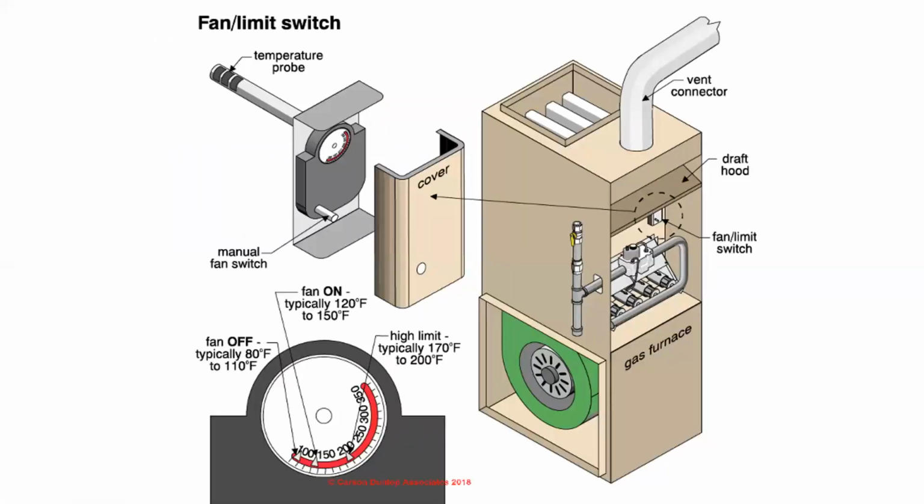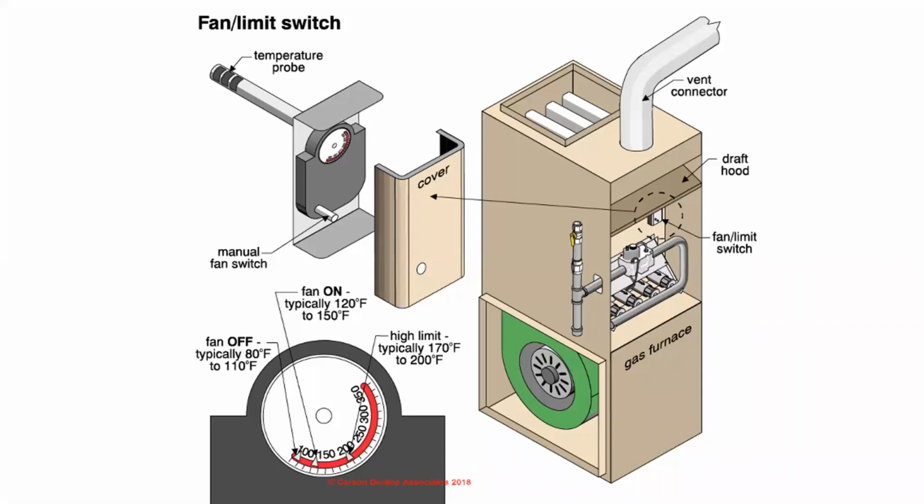And when we take a closer look at this item, we will notice that there are three separate settings on it that can be adjusted by the user. There is a high limit setting. This is the highest setting on the unit. This will open a normally closed contact when the temperature is reached. 200 Fahrenheit, they're showing as the typical high end. What this will do is turn off the furnace when we have an abnormally hot condition inside the furnace itself.